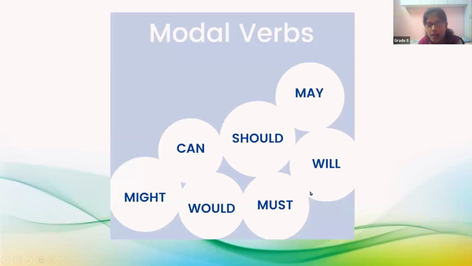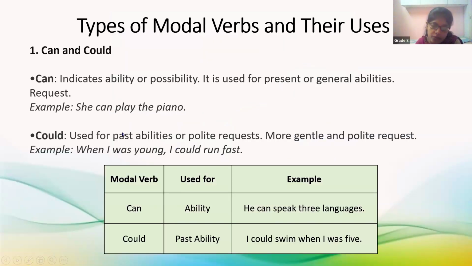Here is a list of some of our modal verbs. We will be doing them in detail gradually. The first one, I remember I completed till number 4, but again, I will begin with a short recap for all the modal verbs. First is can and could. If you are making notes, you should write this so that you remember it.